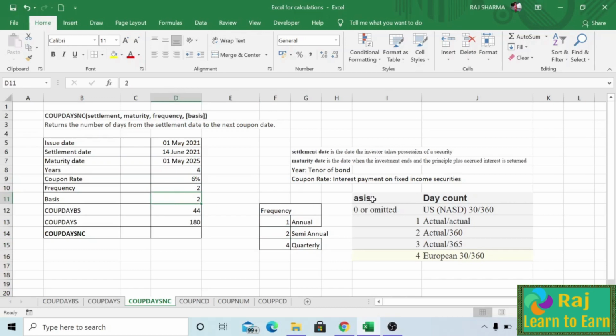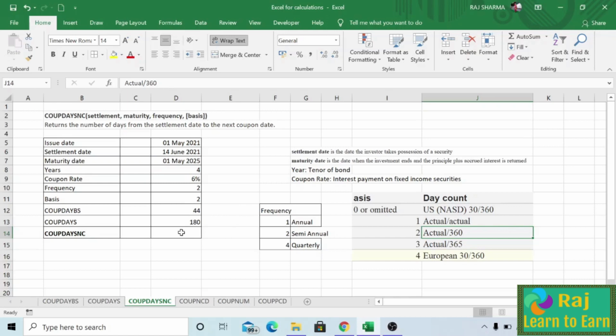Basis is the day count convention. So here we are taking actual by 360. If you do not put anything in this, then automatically it will take the US convention, that is 30 by 360. In the US convention, the number of days is calculated as 30 in every month, irrespective of the actual days.